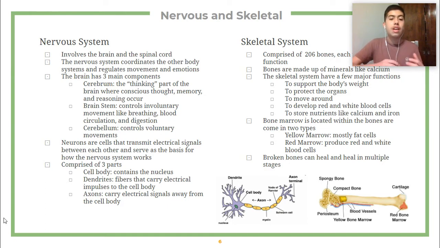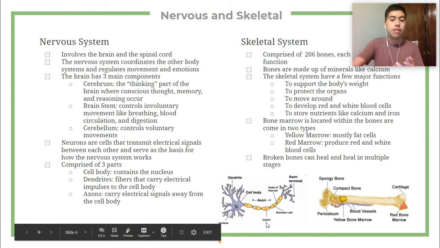And then the neurons are cells that transmit electrical signals between each other and serve as the basis for how the nervous system works. You can see here in the diagram down here that this is a neuron, and it's comprised of three main parts.